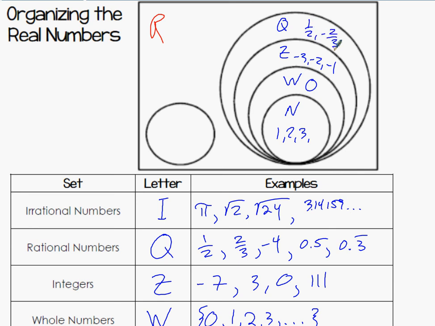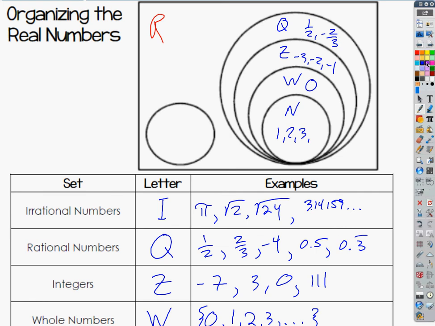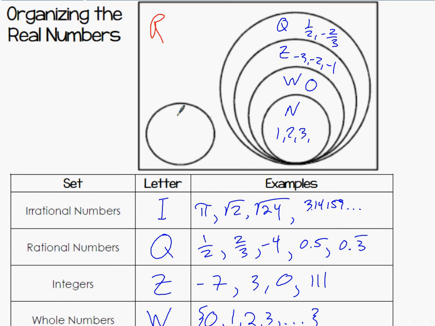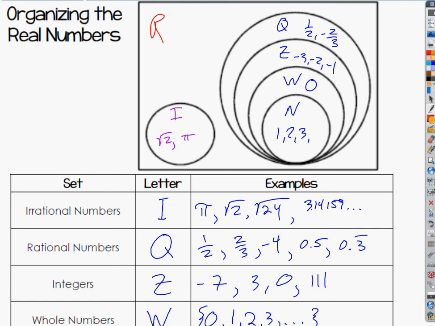What's left over here then? If these are the rational numbers, what must this other little set that's different be? Irrational numbers. Good. So square root of 2, pi, etc. Okay, good.